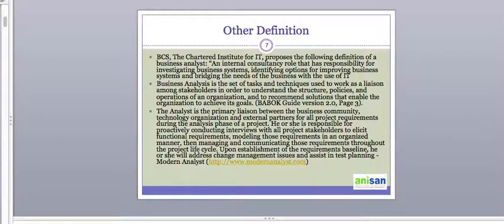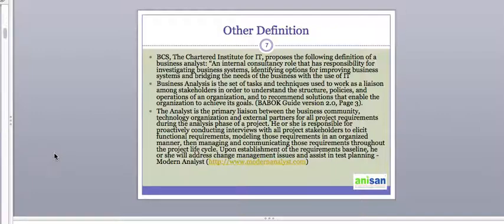Next, there are some other definitions we talk about. BCS is the British Computer Society, and this definition is quite good. It is an internal consultancy role, well, it could be internal as well as external, that has a responsibility for investigating business systems, identifying options for improving the business systems and bridging the needs of the business with the use of IT. Okay, now here the definition is more focused on the business systems and IT.